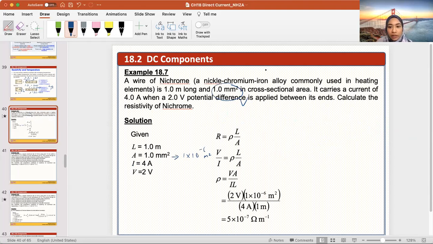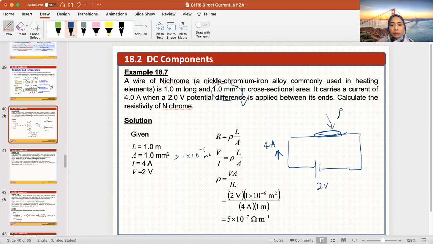Okay, so a wire, we have a wire. So how is a typical heating element? I don't remember, I forgot the heating element. It's been a long time since I did EE. Just assume this is the heating element. So this is a heating element 1 meter long and it has a cross-sectional area. And then there is current flowing through when the battery is 2 volt. 2 volt, and then current flowing is 4 ampere. So this is the situation that we have. So it's asking, hey, what is the rho for this heating element?